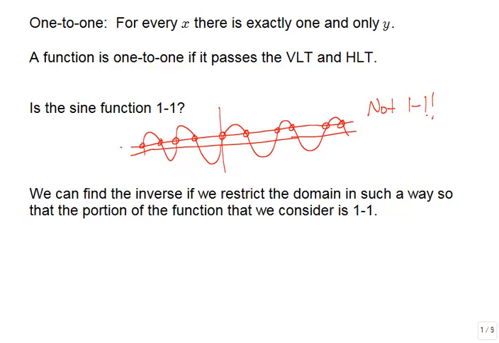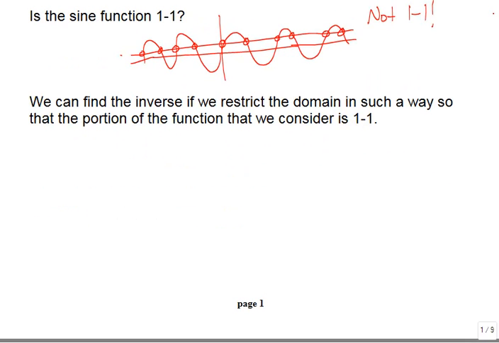But we can create an inverse sine function to exist if we restrict the domain of the sine curve in such a way so that the portion of the function that we're looking at is one-to-one. So let's think about how we could do that. What we want to do is take a piece of the sine curve, a piece of the graph that's representative of the sine curve, so that it's going through all the y values that the sine curve normally would go through, but doing so in such a way that it will still pass that horizontal line test.